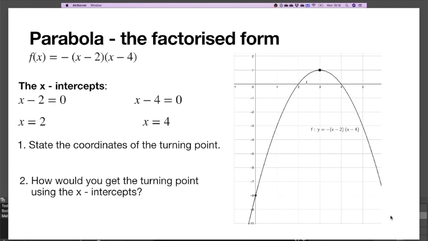Look at this example here just to consolidate the discovery that we just made. In this case, we are given f(x) = −(x − 2)(x − 4). First of all, the negative that you see there is followed by a 1. So that is a −1 if you want.